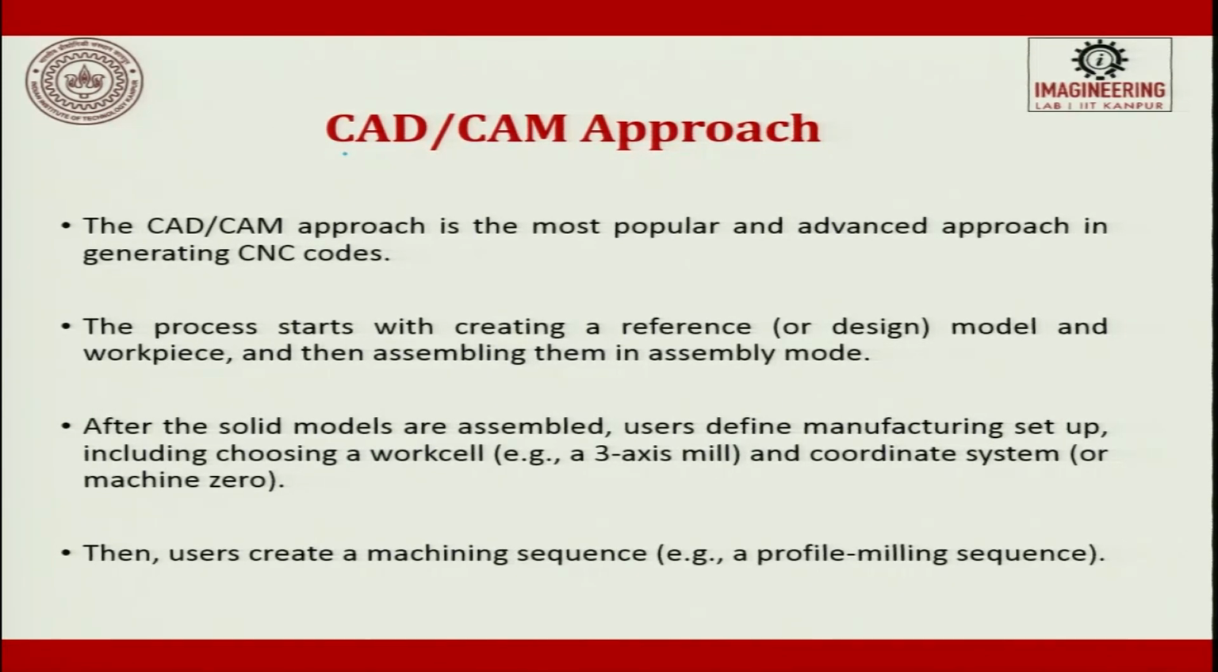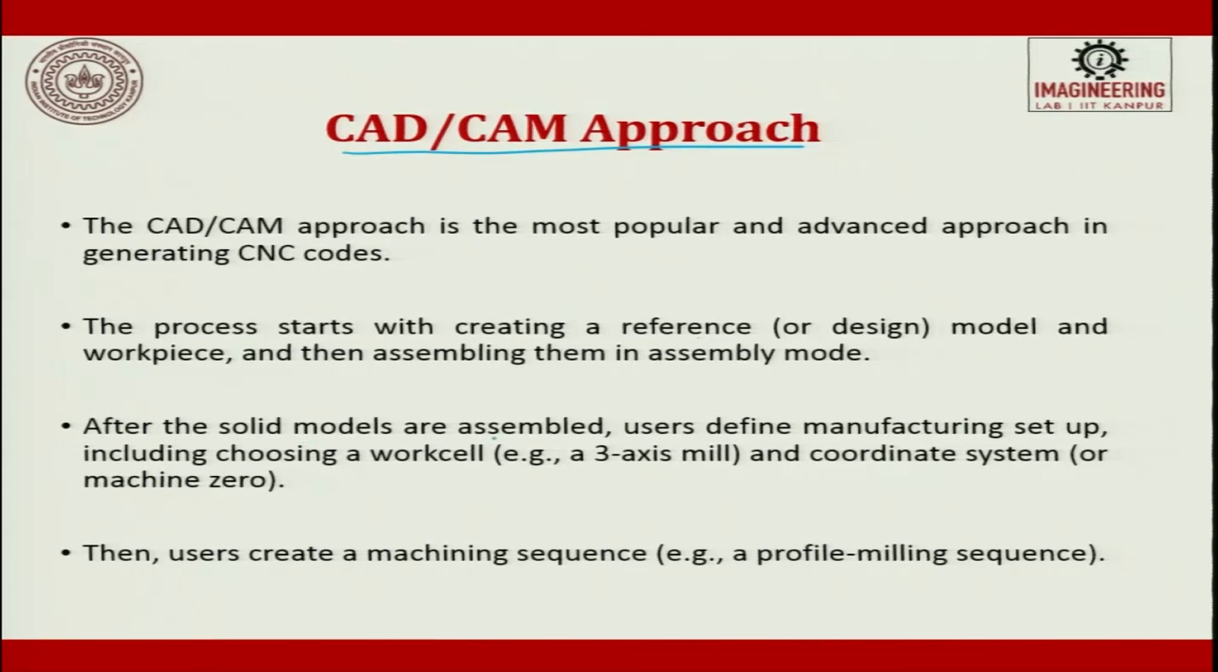So, the next approach is going to be the CAD/CAM approach. There will be a demonstration done by Dr. Amandeep Singh on this topic, but let us quickly go through what is covered here. The CAD/CAM approach is the most popular and advanced approach in generating CNC codes. Here we do not do it manually; the system itself will read the drawing. From the drawing, it will try to understand and give you the G codes and M codes. The process starts with creating a reference model and workpiece and then assembling them in an assembly mode.